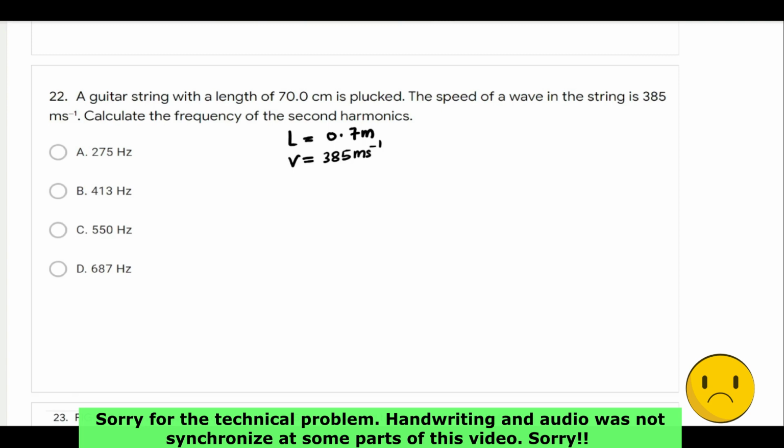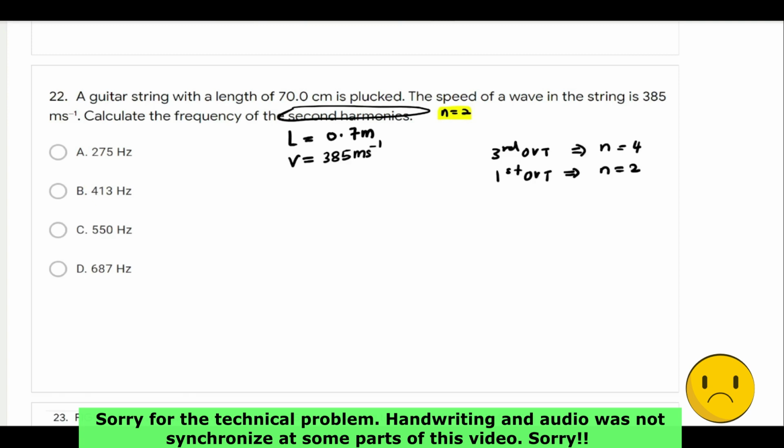So ini senang saja. So second harmonics, okay, kita recall balik. Kalau the number of overtone, kalau saya kata third overtone bersamaan dengan fourth harmonics. First overtone bersamaan dengan second harmonics. Second overtone adalah third harmonics. So itu kena ingat dahulu. Tapi untuk soalan ni senang saja.